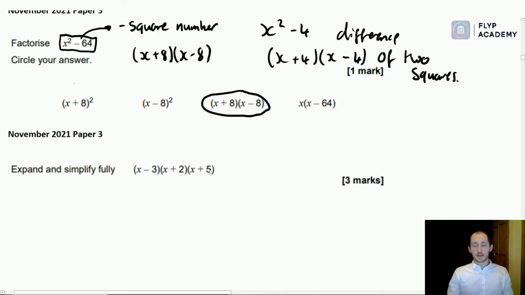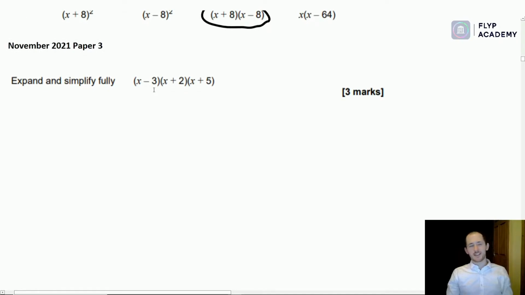And again, with the expanding brackets, sometimes it's not as easy as just expanding a linear bracket. Sometimes you have a quadratic or cubic, so something like this. So hopefully you should know that all you need to do is pick 2 of the brackets. So I like to keep the first bracket the same for now. And now I'm just going to expand the second bracket.